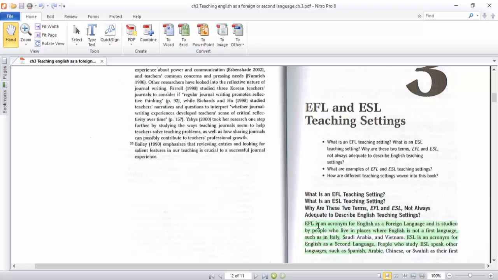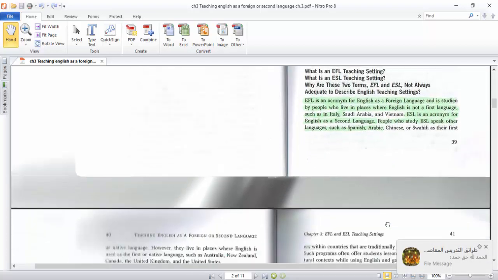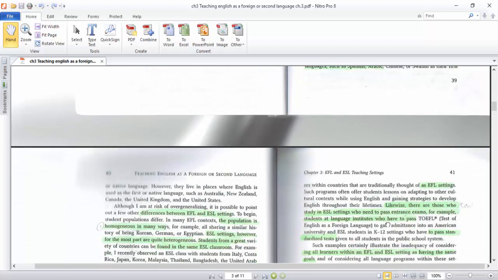At the beginning, EFL is an acronym for English as a foreign language, and is studied by people who live in places where English is not a first language, such as Italy, Saudi Arabia, and Vietnam. ESL is an acronym for English as a second language. People who study ESL speak other languages such as Spanish, Arabic, Chinese as their first or native language. However, they live in places where English is used as a first or native language, such as Australia, New Zealand, Canada, the United Kingdom, and the United States.